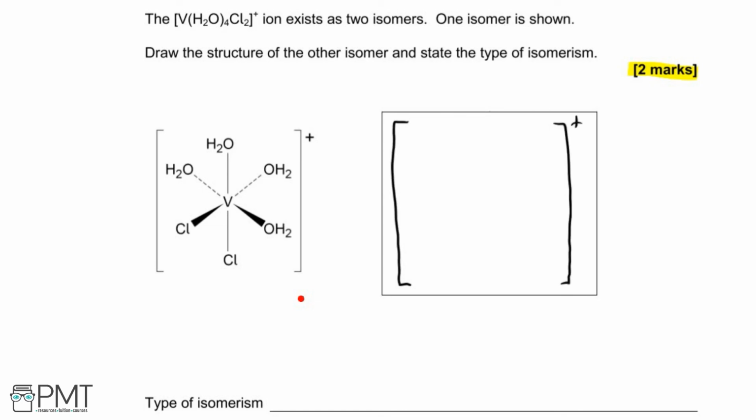And we're still going to have our atom of vanadium at the center. But if we draw 1 chlorine here, instead of the other chlorine being adjacent to it, it will be opposite to it. And then the same goes for our water ligands, who will now also be opposite each other.